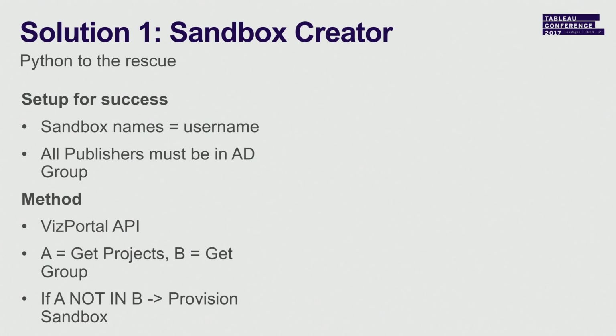All publishers are in an AD group. We manage everything through AD. And in this case, we're hitting the Viz Portal API. And the basic idea is log in, get the list of projects, get the list of group. If A is not in B, then give them a new sandbox and change the ownership. And then we send them a notification on Slack that says, your environment's ready to go. And because it's in Python, we can automate it, we can stick it in whatever scheduling tool we like.